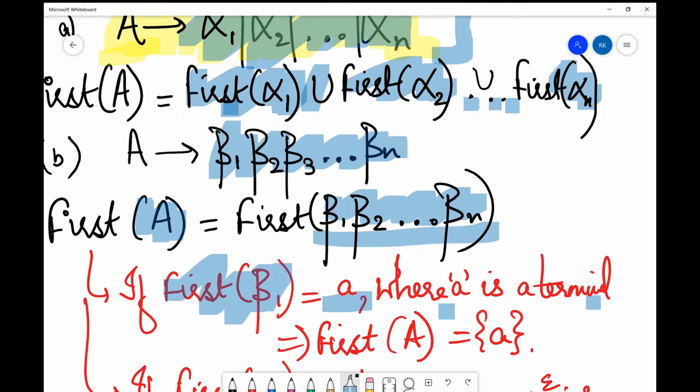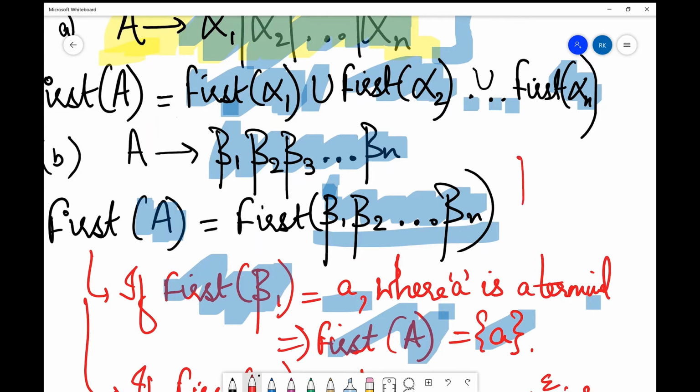Then if first of beta 1 is A, where A is a terminal, then first of A would be this A only. And there it ends. If beta 1 was a terminal, it would end the entire thing there and then only. But now what if beta 1, let me just clarify it like this.